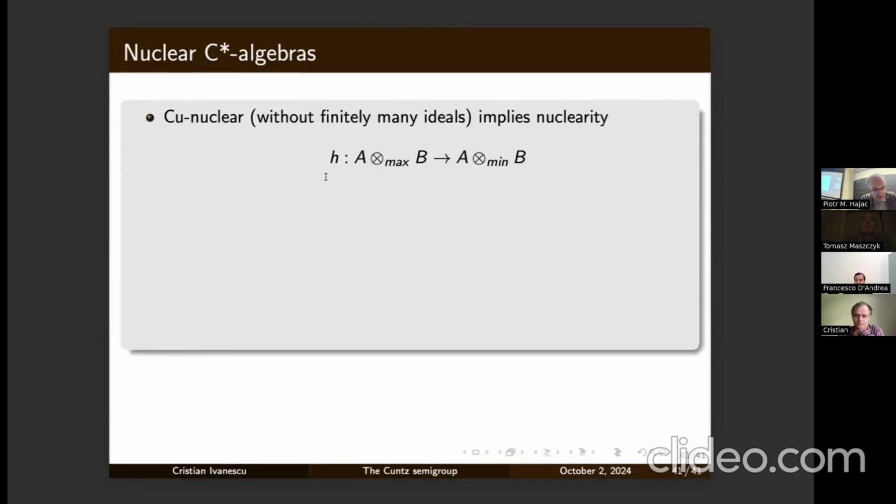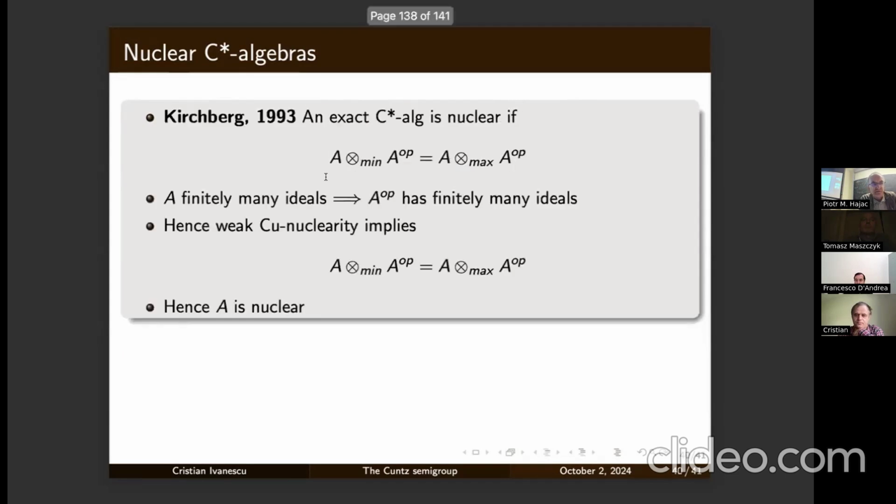So at the end of the day, you always have some assumptions for a statement that CO nuclear implies nuclear. Yes. Okay, it's either exactness or finding many ideals or being simple.